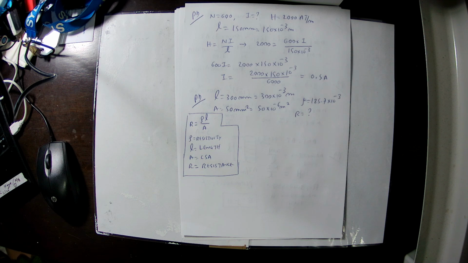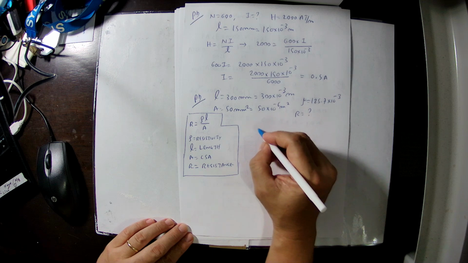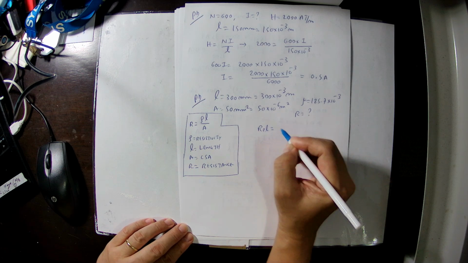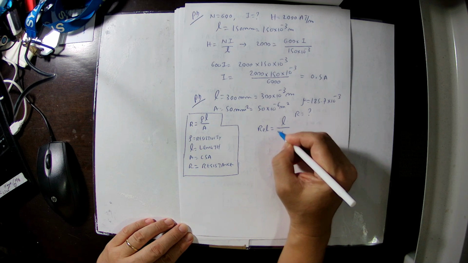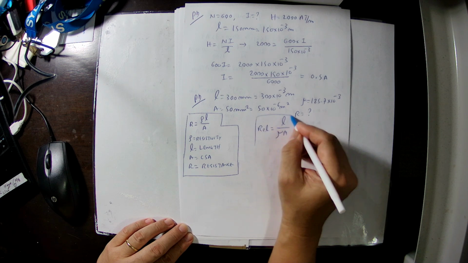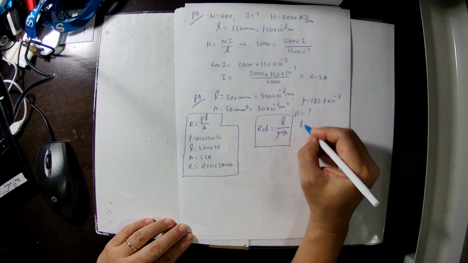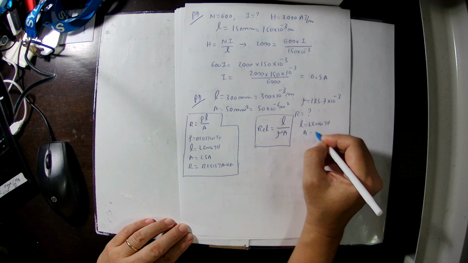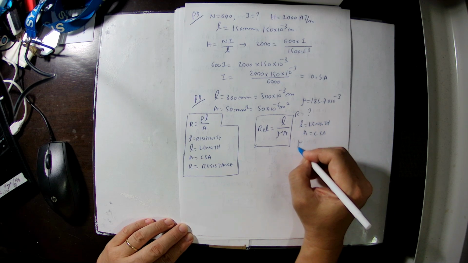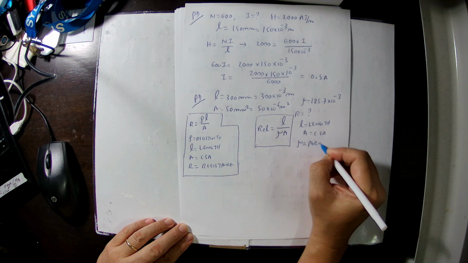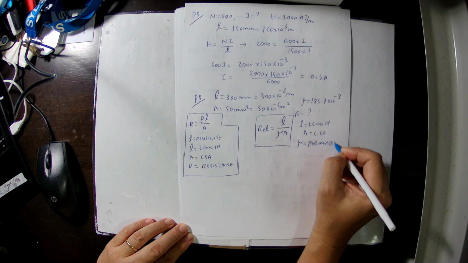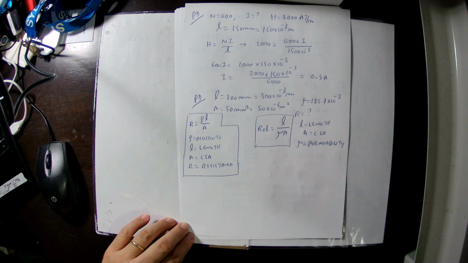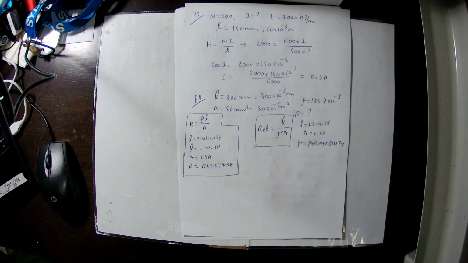Resistance can be calculated. Similarly, we can also calculate reluctance. The reluctance equation is L by mu A. L is length, A is cross-sectional area, mu is permeability. So this is the equation to calculate the magnetic reluctance.